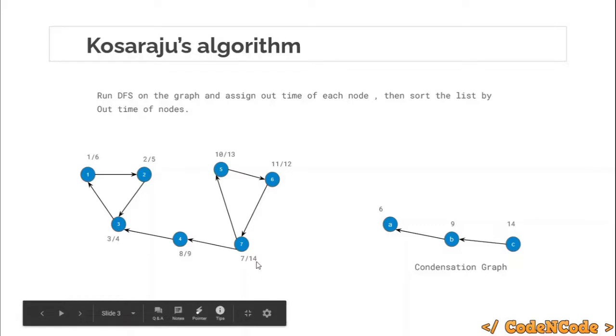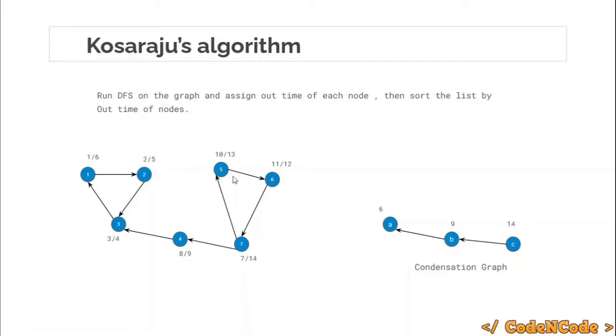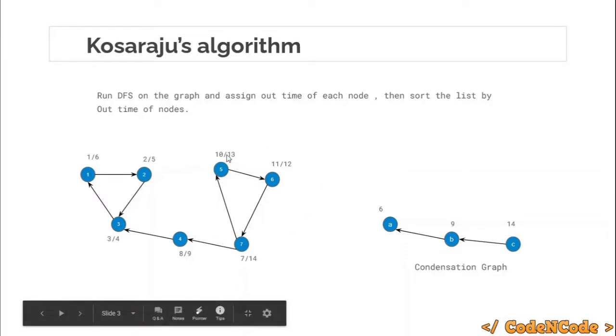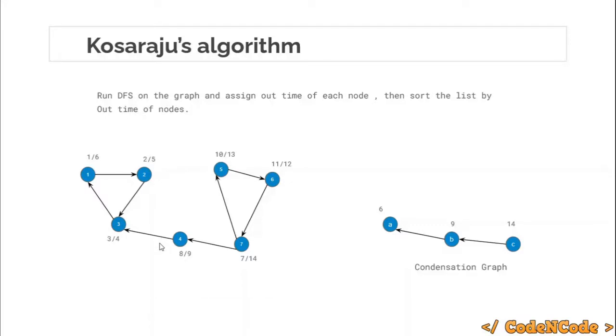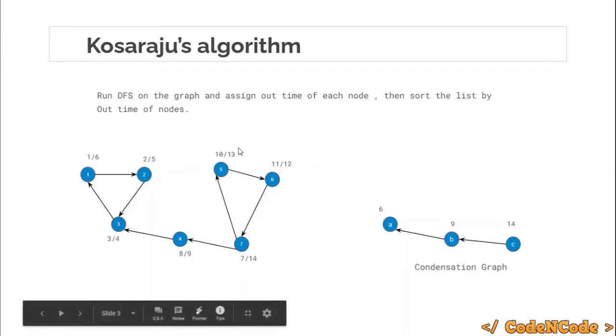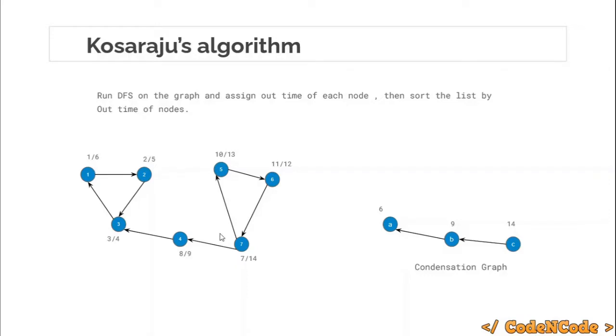Then after 14, the next highest out time is 13, but this is already visited. 12, this is already visited. So 14, 13 and 12 represent this strongly connected component. After that, the highest out time is 9. 9 represents this strongly connected component, which is the one that will have 0 in degree after you remove this SCC, which initially had 0 in degree. So basically we need to run DFS on the transpose graph in the order of high to low out time.